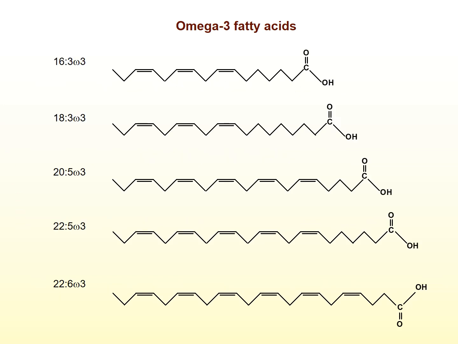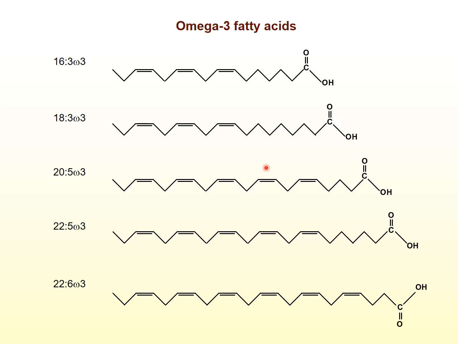Here we have the often talked about omega-3 fatty acids. Again, we're starting from carbon 16 and we're going down to 22 carbons. And you can see the omega-3 designation here. And when I drew the next one, I just increased the number of carbons. And then we move down to 20 with 5 omega-3.